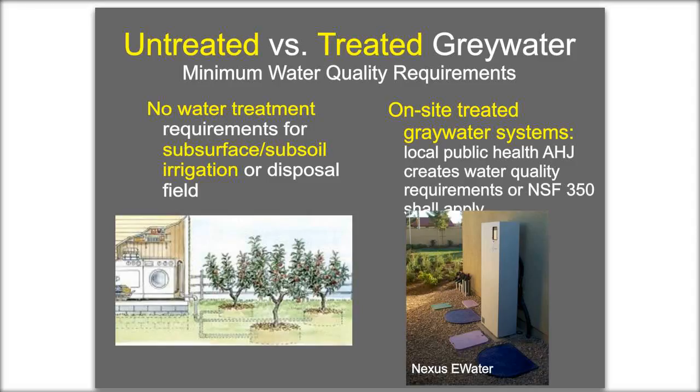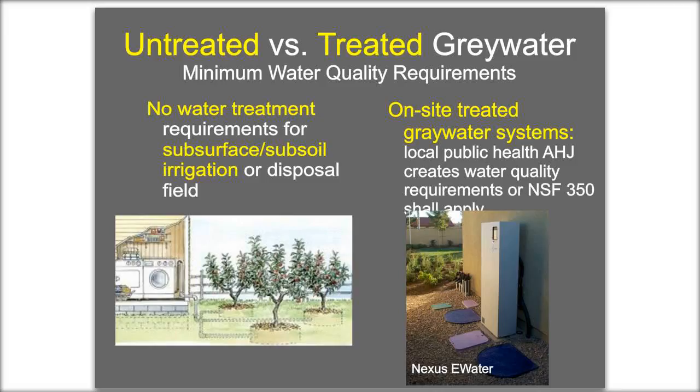If you're using untreated graywater for irrigation, there are no water treatment requirements as long as you're putting the water into the landscape, either subsurface, subsoil irrigation, or disposal field. So there's different mechanisms to put the water out into the landscape, but as long as it's going below ground, it's being covered, preventing the contact and it's going for plants, you don't need to treat the water because what's in it is really just nutrients for your plants. You might filter the water to prevent clogging, but you're not actually treating the water.